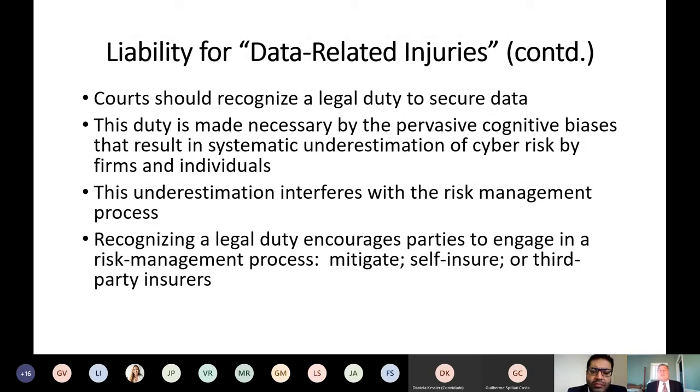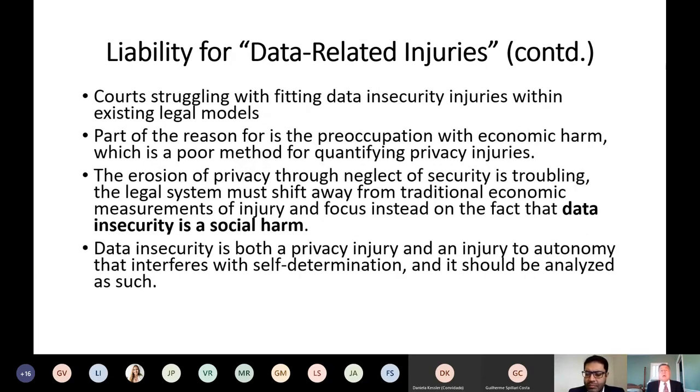What I suggest in my work is that very often companies underestimate the amount of cyber risk that they face. And they very often think it's not going to happen to me, and so on and so forth. There's a whole bunch of cognitive biases that result in a systematic underestimation of this risk. And so what I suggest is that there should actually be a legal duty so that parties are encouraged to engage in a process of managing and reducing their cyber risk. Now, the problem is that courts have a lot of difficulty recognizing that data insecurity is an injury for which we need tort liability.